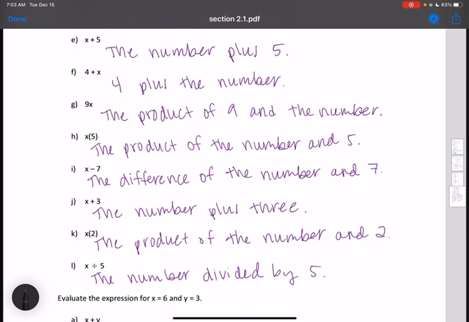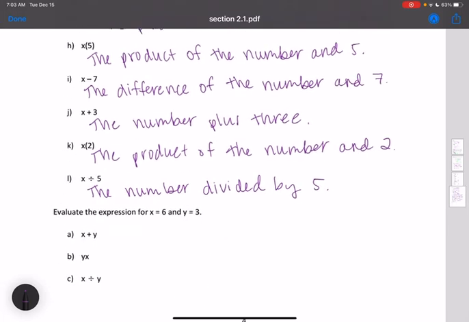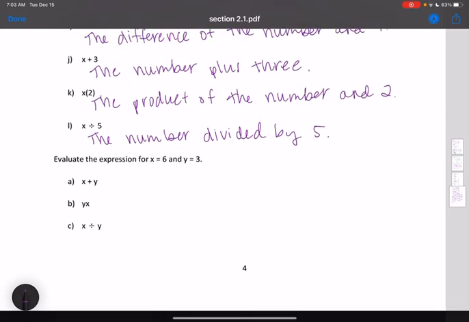X plus 3, I went with the number plus 3. X times 2, I went with the product of the number and 2. And then finally, x divided by 5, I went with the number divided by 5. All right, hopefully those are okay. We just have one tiny little part left, and then we're out of here for the day.